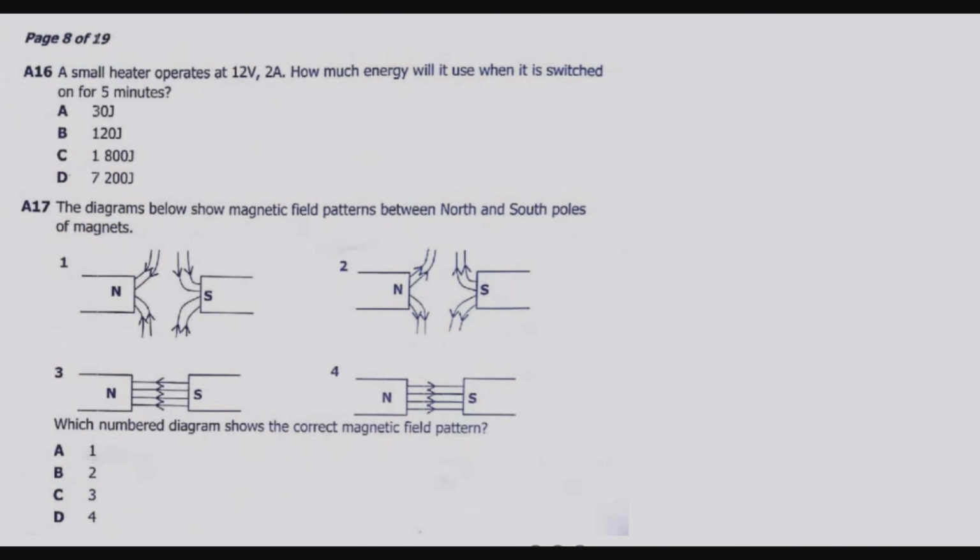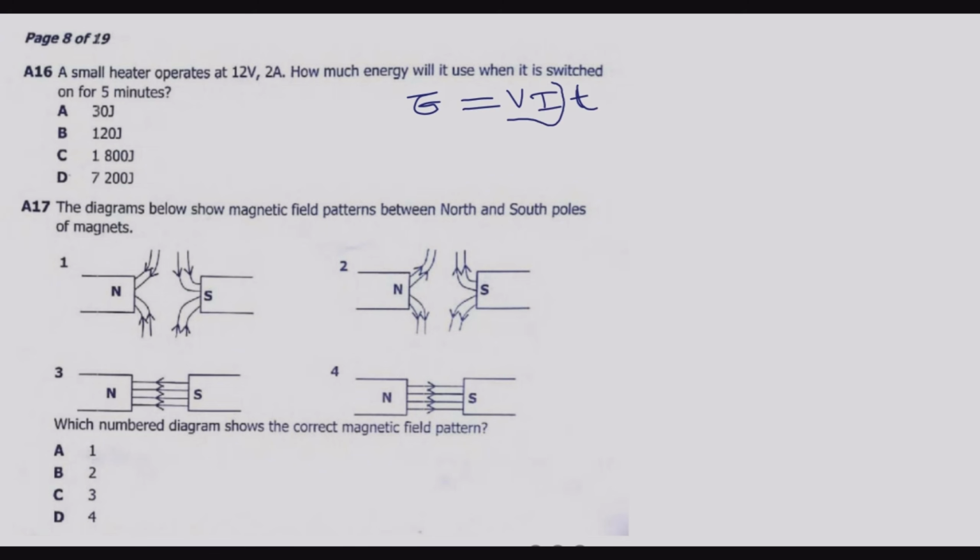We move to question 16. A small heater operates 12 volts, 2 amps. How much energy will it use when it is switched on for 5 minutes? So we need to find heat energy. So we know that energy is equal to power used, which is voltage times current, then times time.